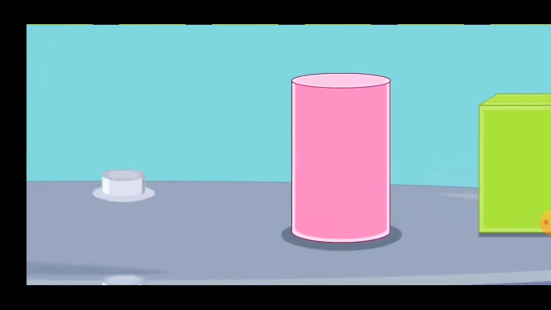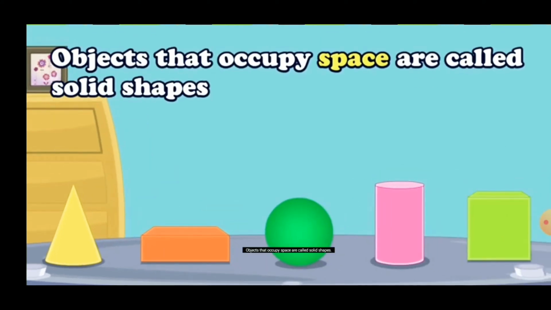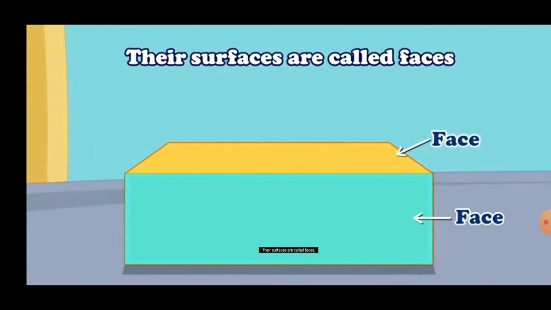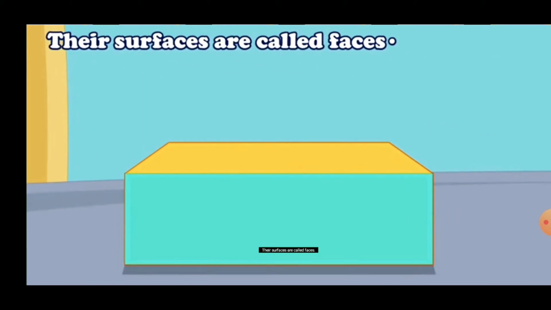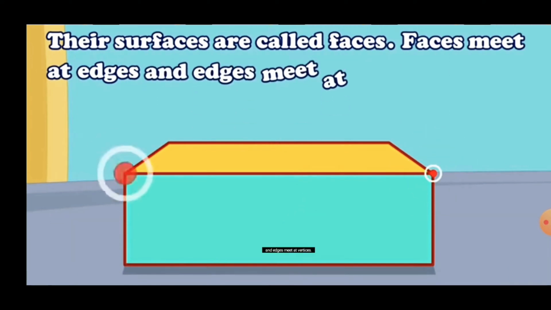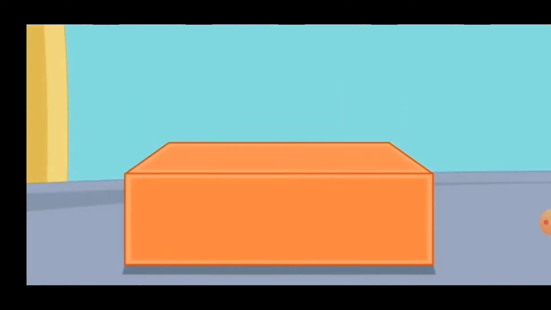So over here we have so many solid shapes. And what are solid shapes? Objects that occupy space are called solid shapes. Their surfaces are called faces, okay? And faces meet at edges and edges meet at vertices, okay?